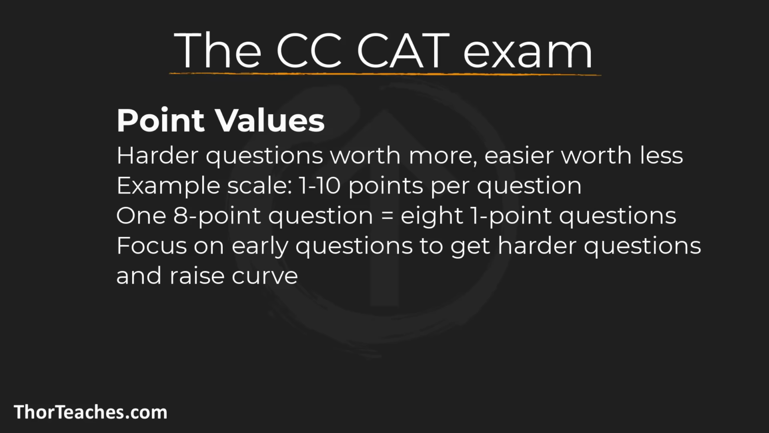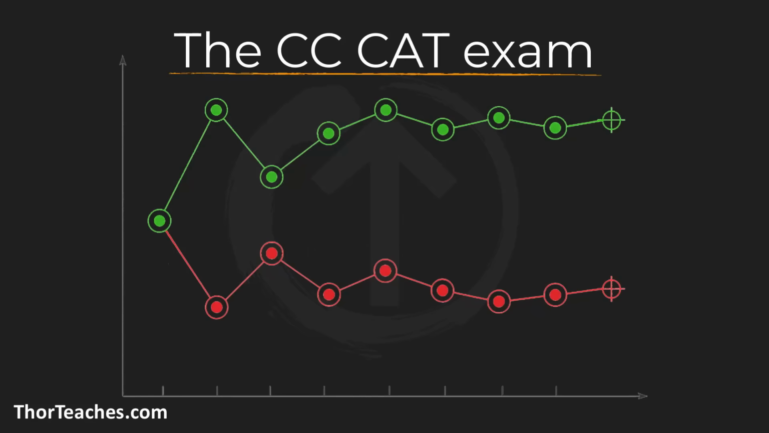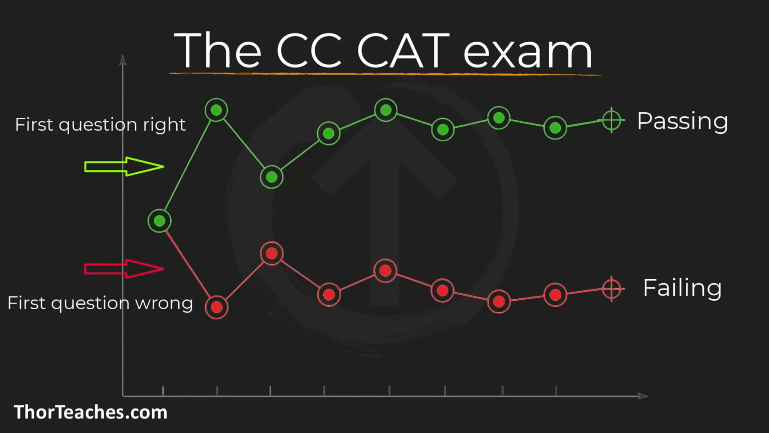So really, like I said, focus on the first 10 to 20 questions. That can help you make sure that you answer slightly more of those right than you would have if you had spent less time on them. That way, you can get harder and harder questions early on, raise the CAT curve, allowing you to answer less questions right and still pass the exam.